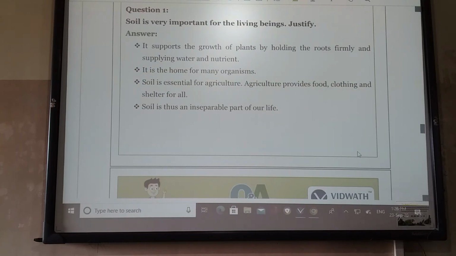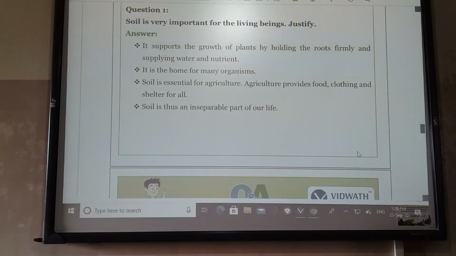Next question: soil is very important for living beings. Justify. It supports the growth of plants by holding the roots firmly and supplying water and nutrients. It is a home for many organisms. Soil is essential for agriculture. Agriculture provides food, clothing and shelter for all. Soil is thus an inseparable part of our life. Without soil we cannot be alive on this earth.